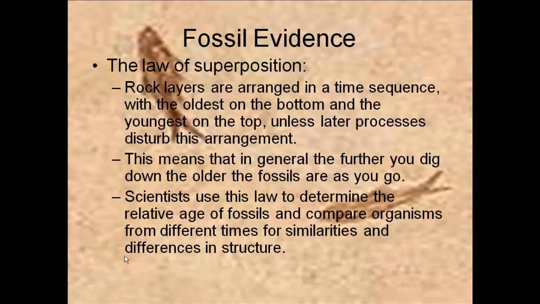Now, there are times where there's inversions where the older layers will flip, but generally and most commonly older layers are under new layers, which means fossils found deeper in the earth are older. Fossils found closer to the top are younger. So the rock layers are arranged in a time sequence with the oldest at the bottom and the youngest at the top, unless later processes disturb this arrangement.